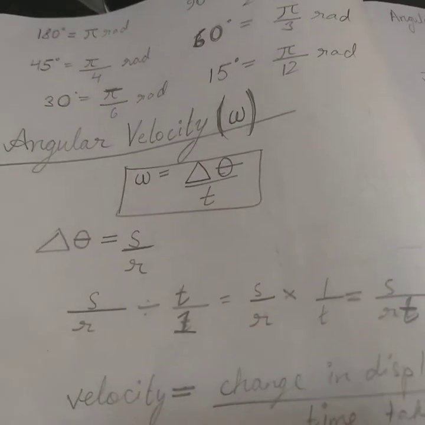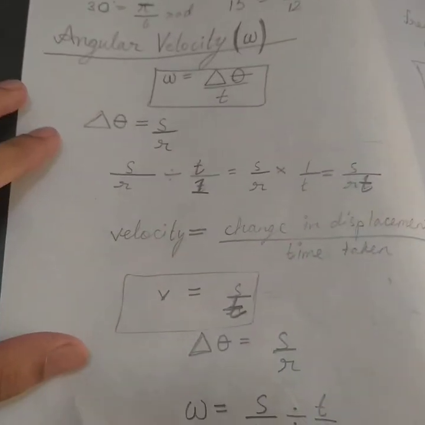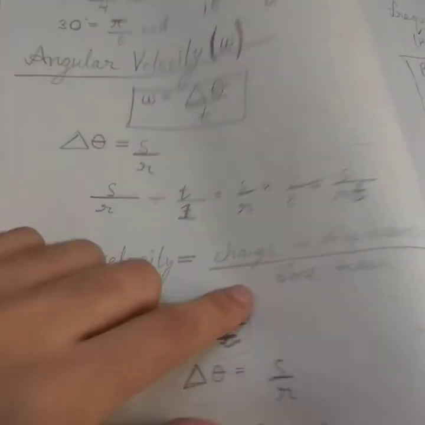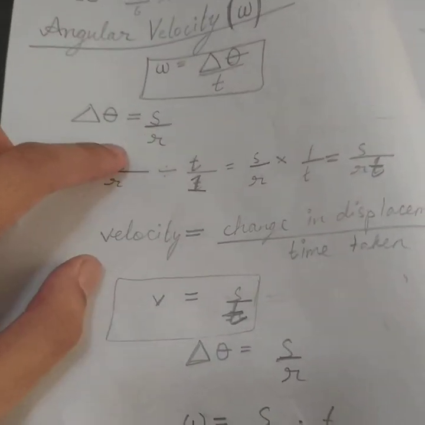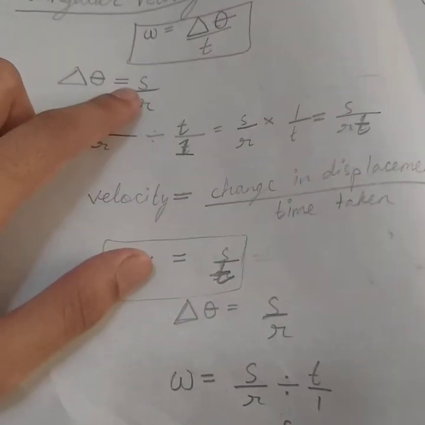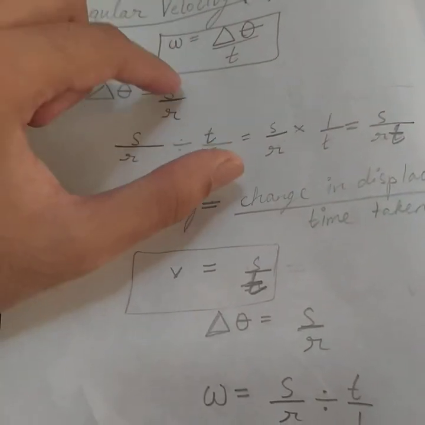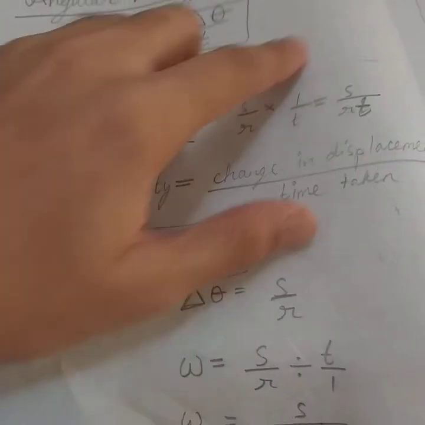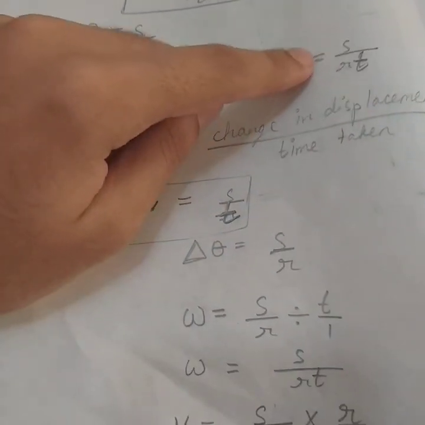Now as we know, delta theta is always equal to s by r as per what I just taught. So if we want to derive this for velocity, which is the change in displacement by time taken, we'll write delta theta is equal to s by r. But velocity is equal to s by t, and we have s by r. So let's suppose we divide it. If we plug s by r in this, we'll get s by rt. And in order to make this equal to this, we're going to have to get rid of the radius here.